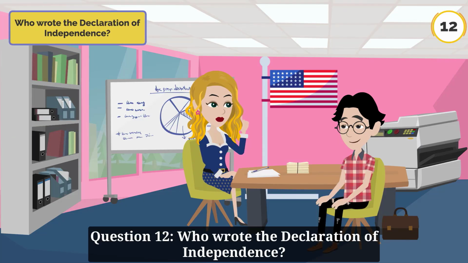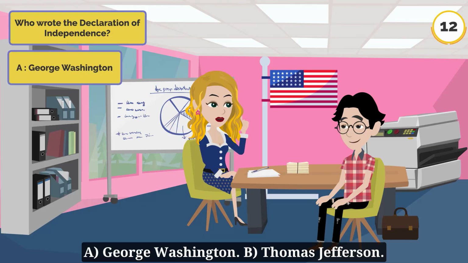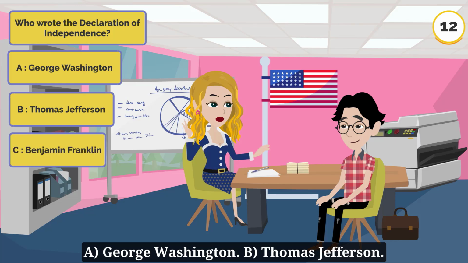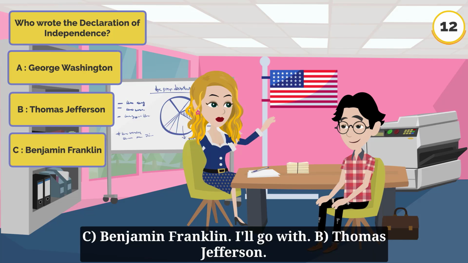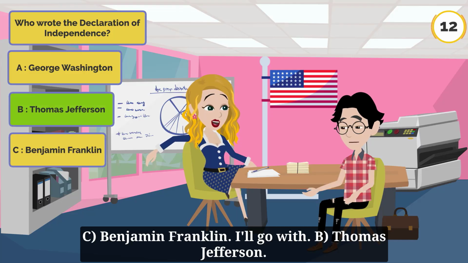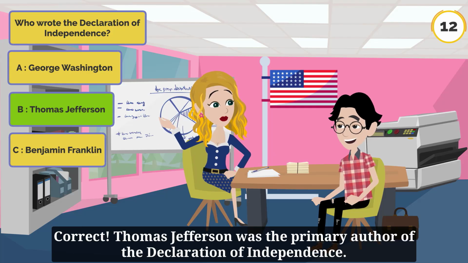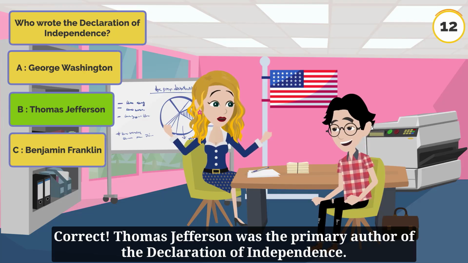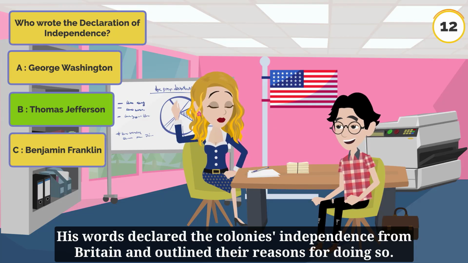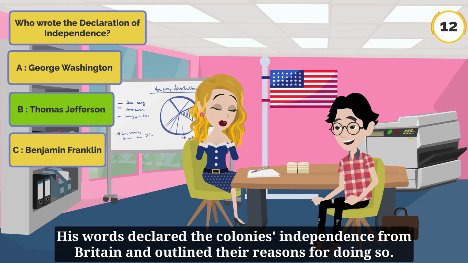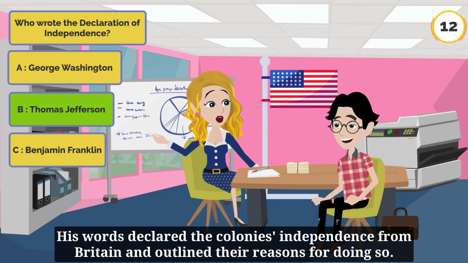Question 12. Who wrote the Declaration of Independence? A. George Washington. B. Thomas Jefferson. C. Benjamin Franklin. I'll go with B. Thomas Jefferson. Correct. Thomas Jefferson was the primary author of the Declaration of Independence. His words declared the colonies' independence from Britain and outline their reasons for doing so.